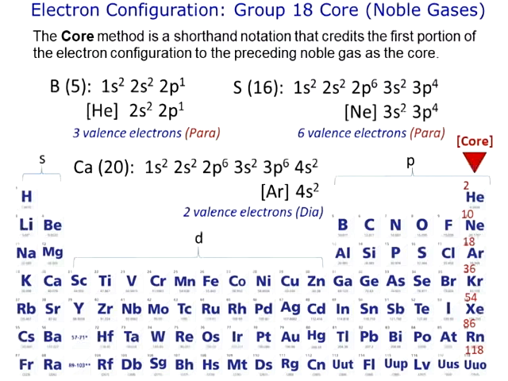And then for calcium, we have 2 valence electrons, and we know that a completely filled s orbital contains 2 electrons, therefore everything's paired, therefore it's diamagnetic. To determine whether it's paramagnetic or diamagnetic, simply look at the last orbital and ask yourself, is it filled or unfilled? If it's filled, it's diamagnetic. If it's unfilled, it's paramagnetic.